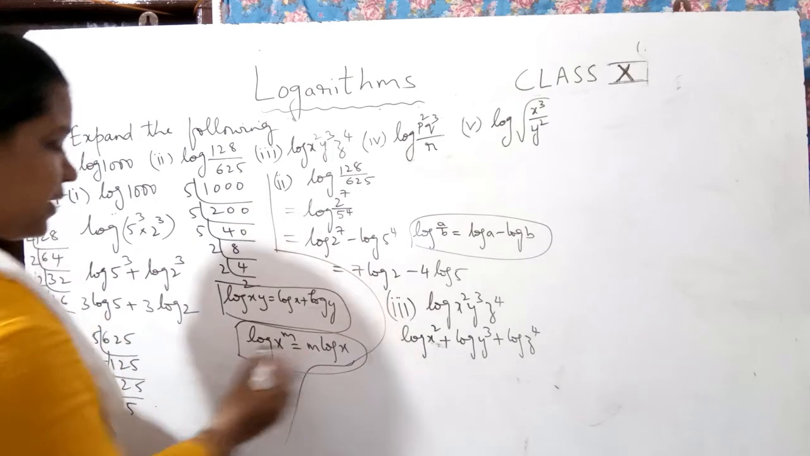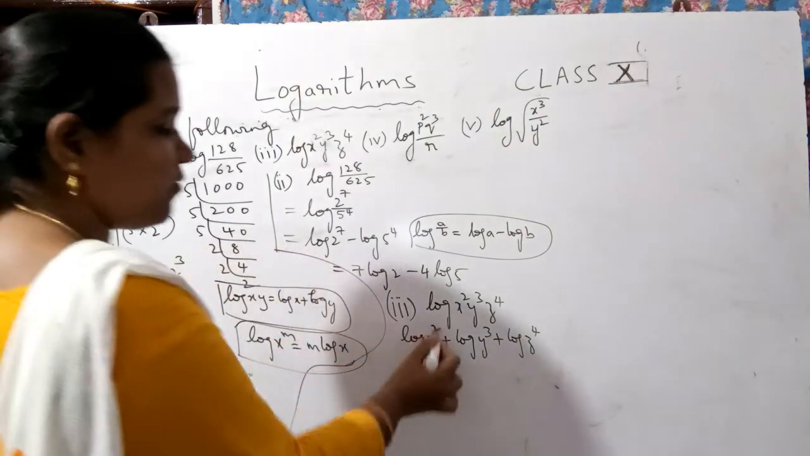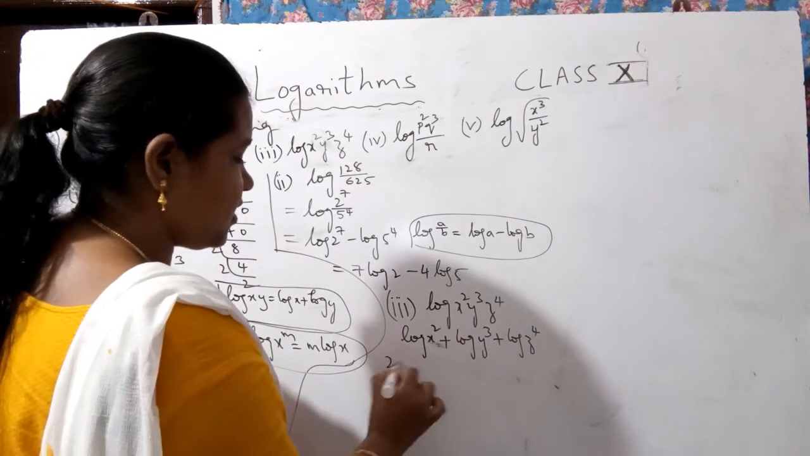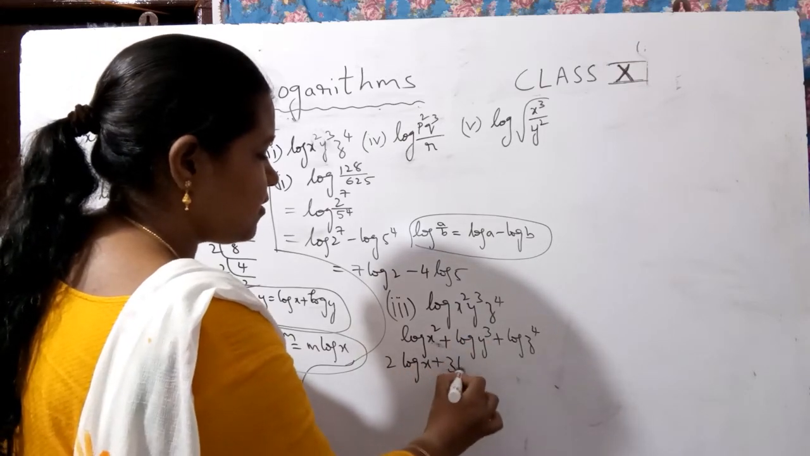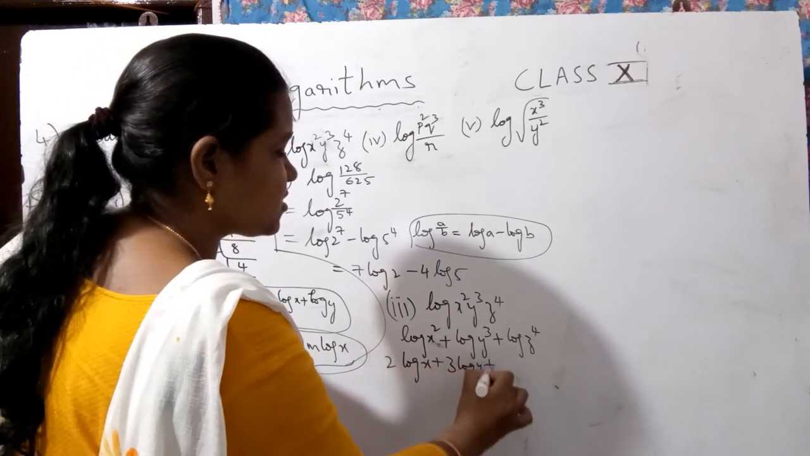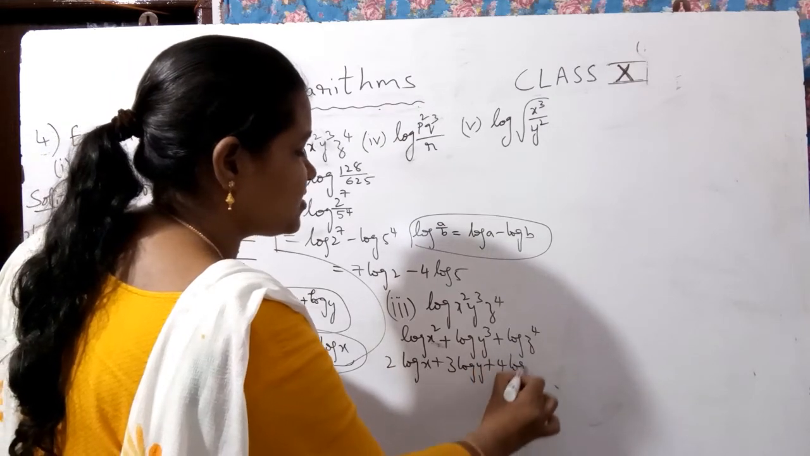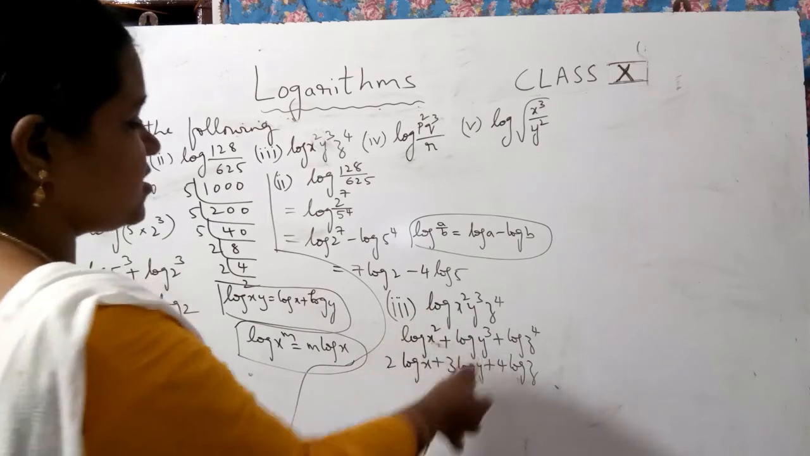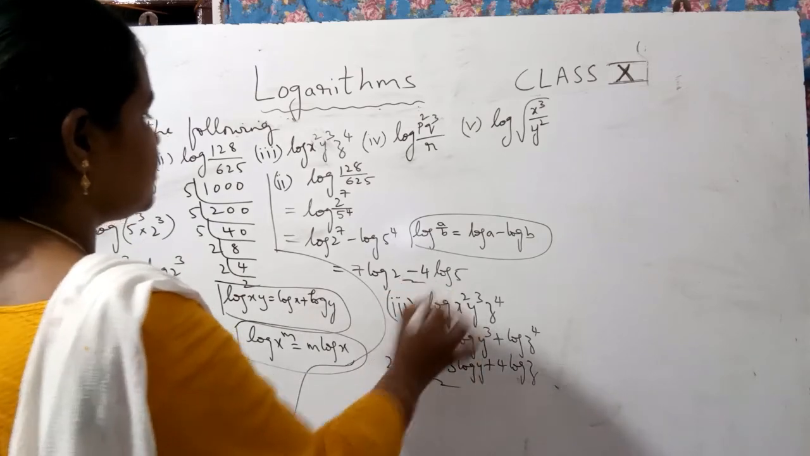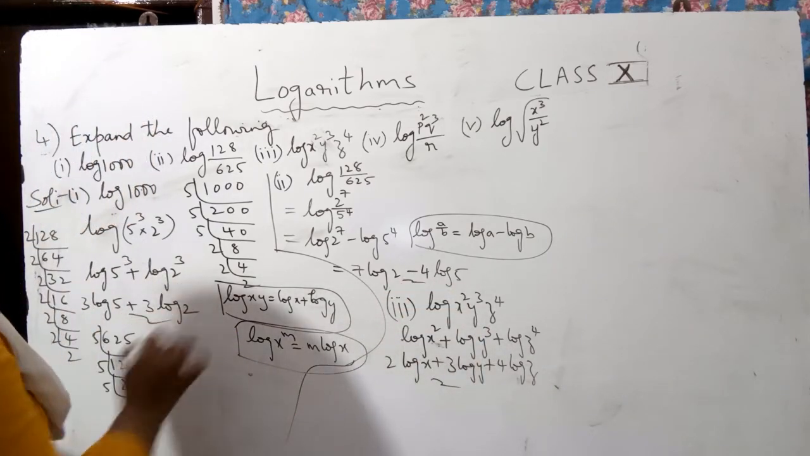Now again apply the formula log x power m, since you have it in the form of power. So you can write it as 2 log x plus 3 log y plus 4 log z. In this way we can expand. This is the third one, this is the second one, and the first one is still here.